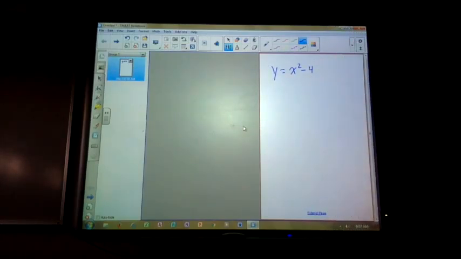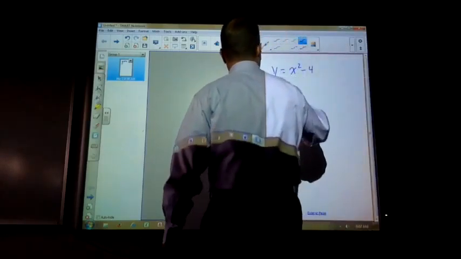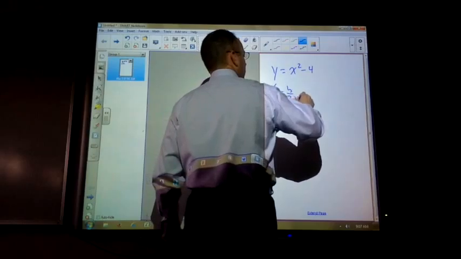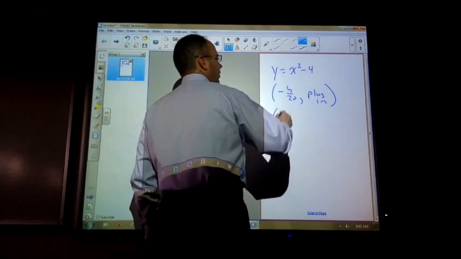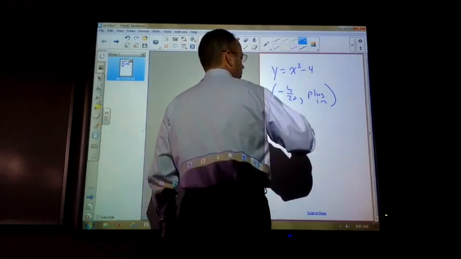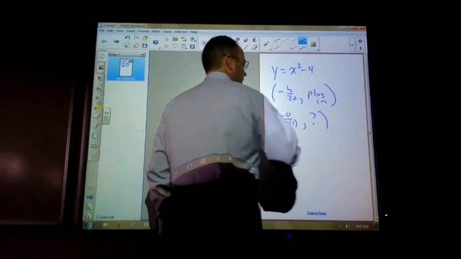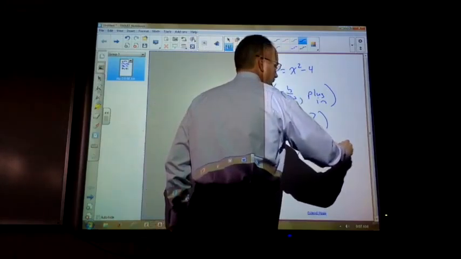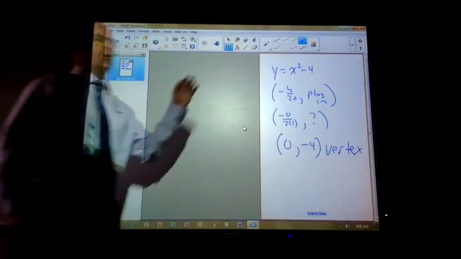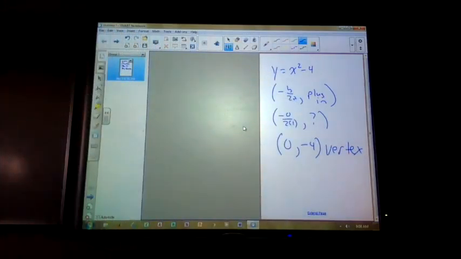Our a value is 1. Our b value is not there, so it's 0, and my c value is negative 4. So finding my vertex is still going to be the same way. I'll plug in: negative 0 over 2 times 1. So I'm going to get (0, negative 4) as my vertex. I went through it kind of quick, so does my terminology make sense? Yes. We good?